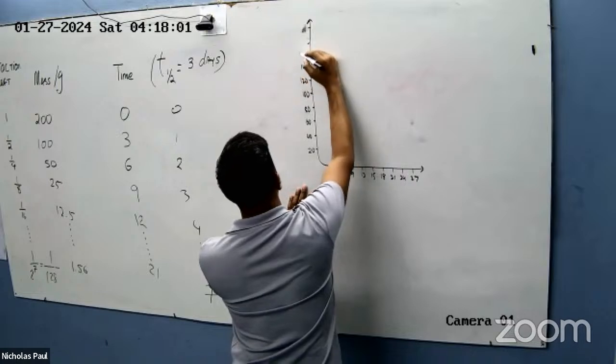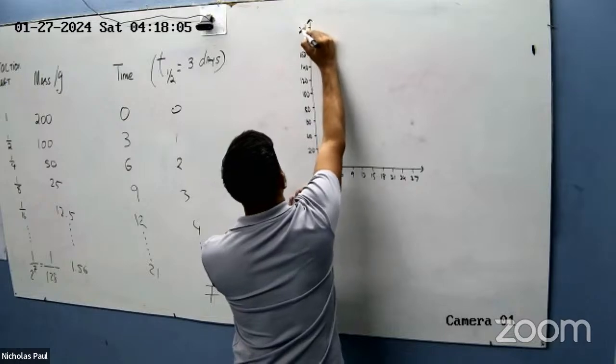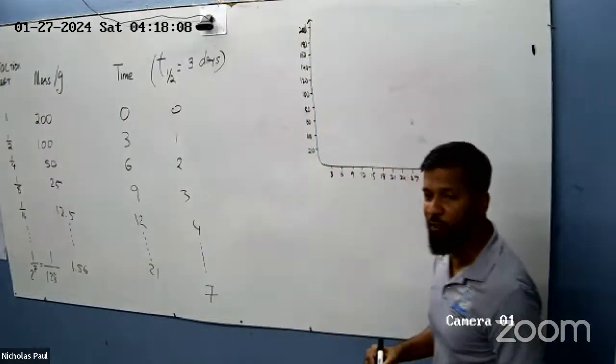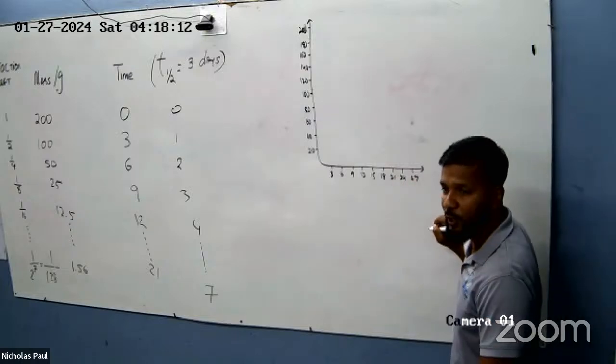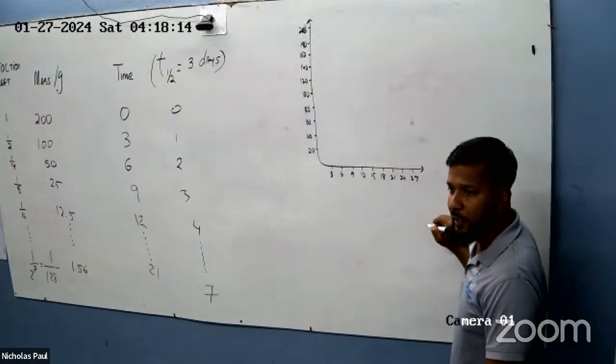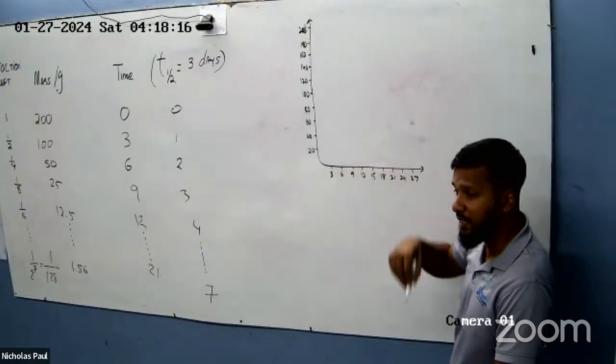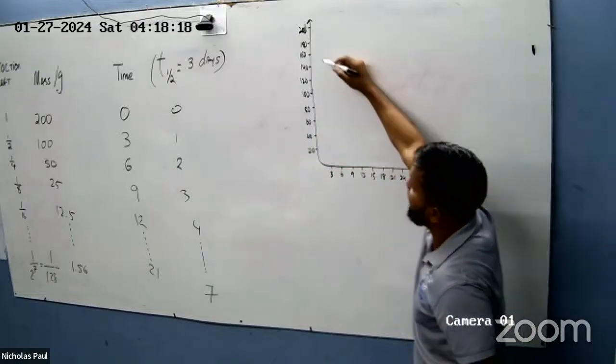What's supposed to be the shape of this graph whenever you plot mass versus time for a radioactive element? It's supposed to be shaped like a curve, right? A decay curve. It's supposed to be shaped like this.